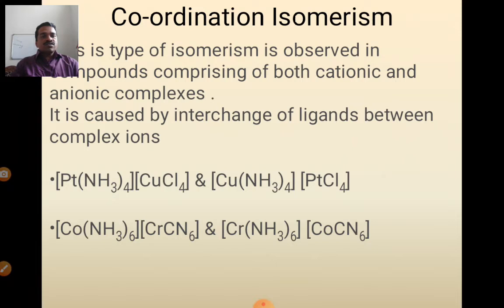The only difference is that the coordination pair of chloride and amine is changed. That's why these are called coordination isomers. In the next example also, there is a change in the coordination pair of amine and cyanide. That's why these are called coordination isomers, and the phenomenon is called coordination isomerism.